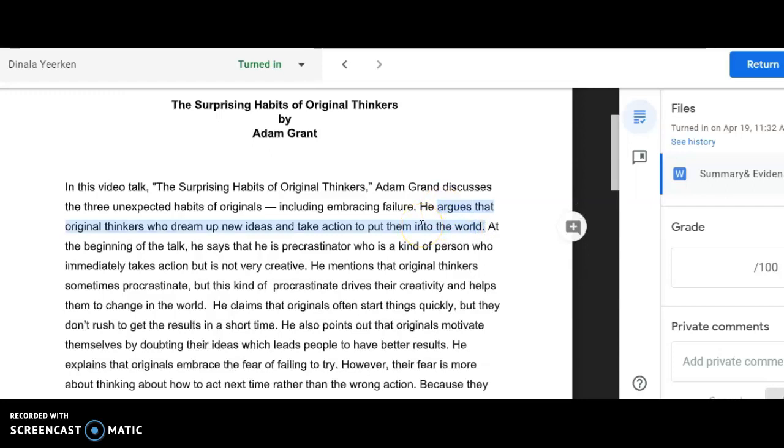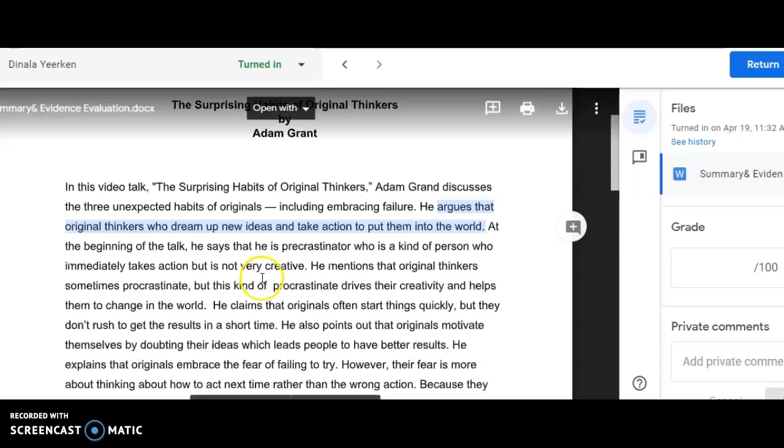Now, here, this is not grammatical. "Argues that original thinkers who dream up new ideas and take action to put them into the world, and then" what? It's unfinished, right? So you need to add something to make this a finished sentence, because you're missing something here. Okay.